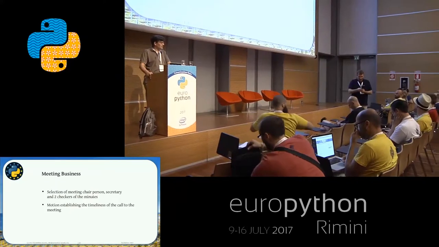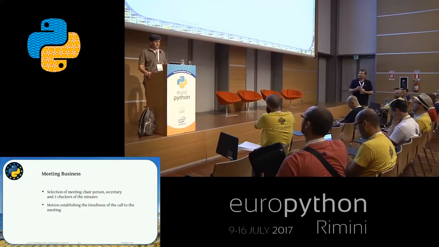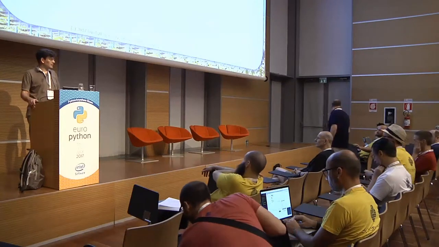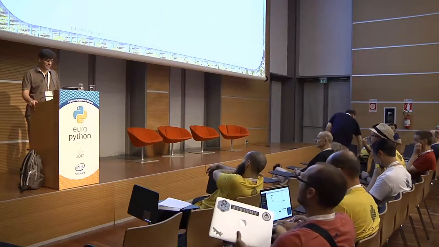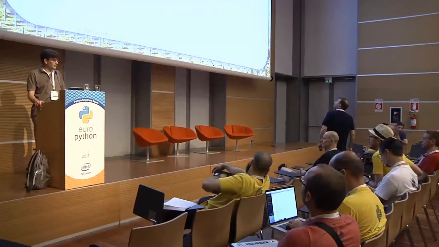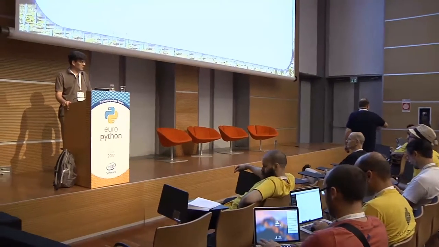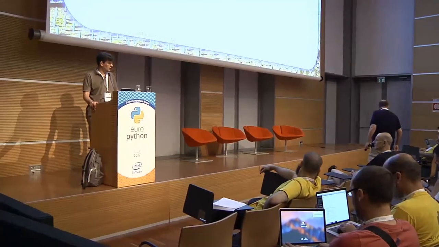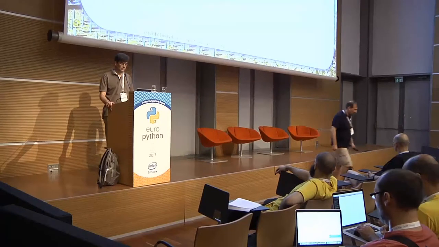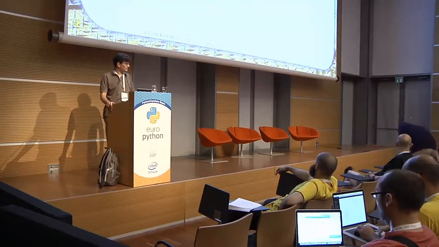Just as a reminder or introduction to how this works, regarding the timeliness of the call, the bylaws say that we have to call for the General Assembly 14 days before the actual General Assembly, and up to 5 days before the General Assembly we can make changes to the agenda and the like, suggestions from the board or board candidates.